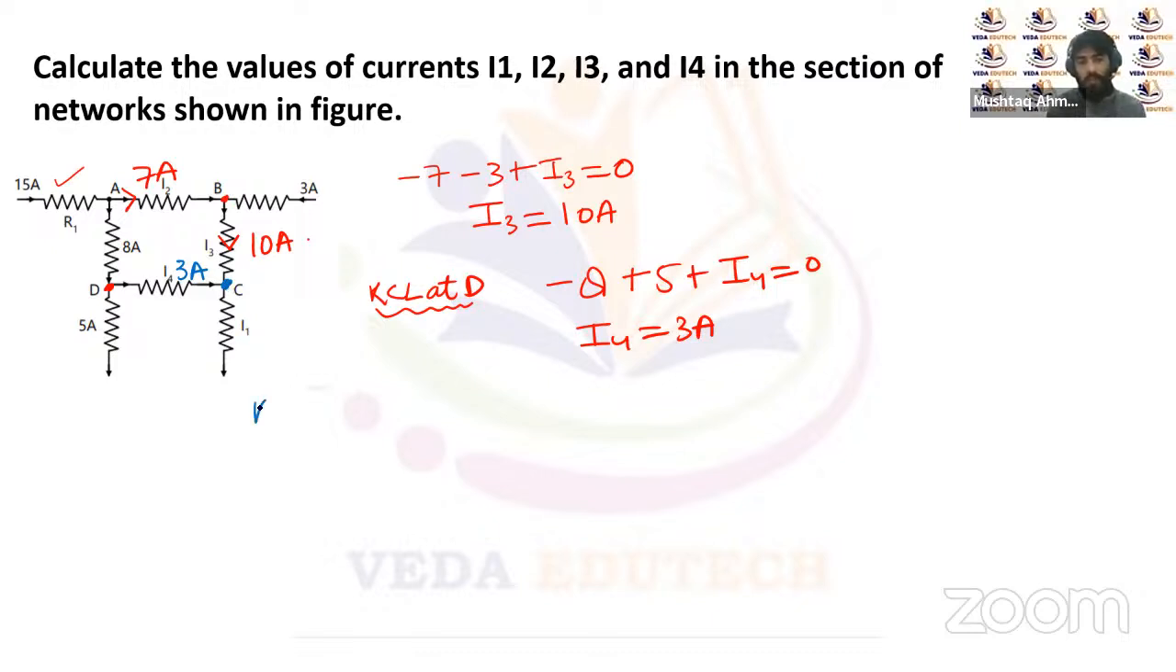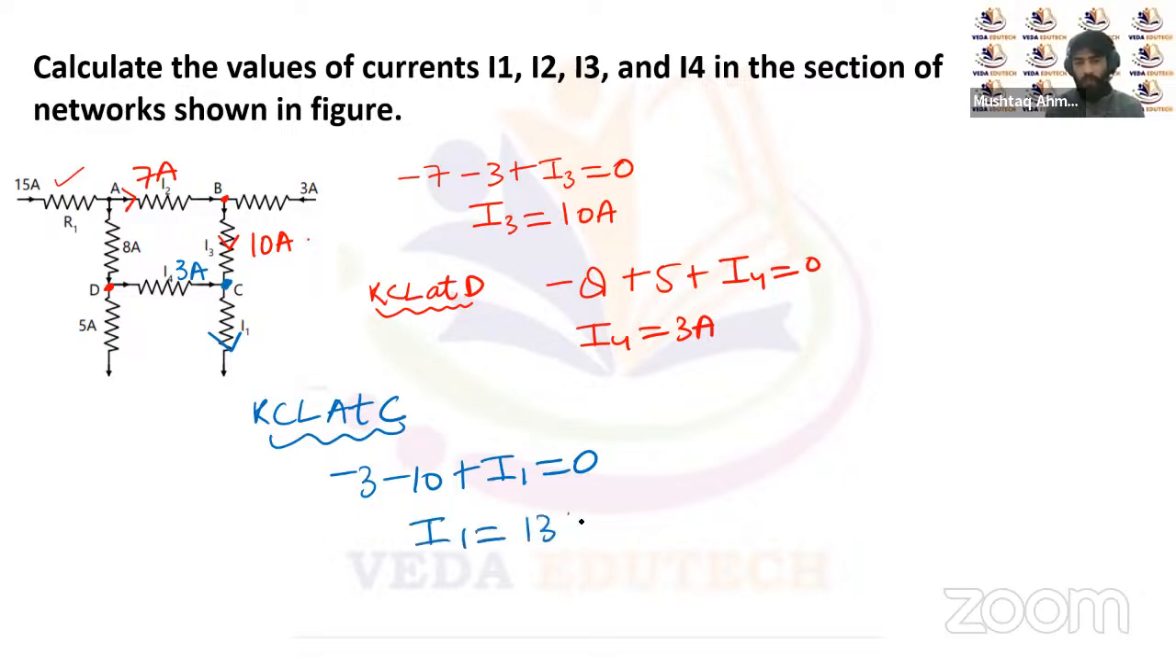So if we apply KCL at C, the current entering is 3 ampere and 10 ampere, so it will be minus 3 minus 10, and the current leaving must be equal to I1. Since it's a leaving current, we take it as positive. So that has to be equal to 0. So it means that I1 is equal to 13 amperes.